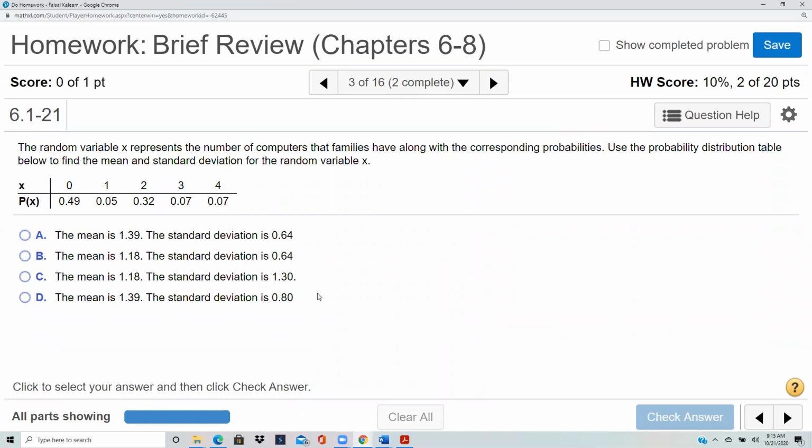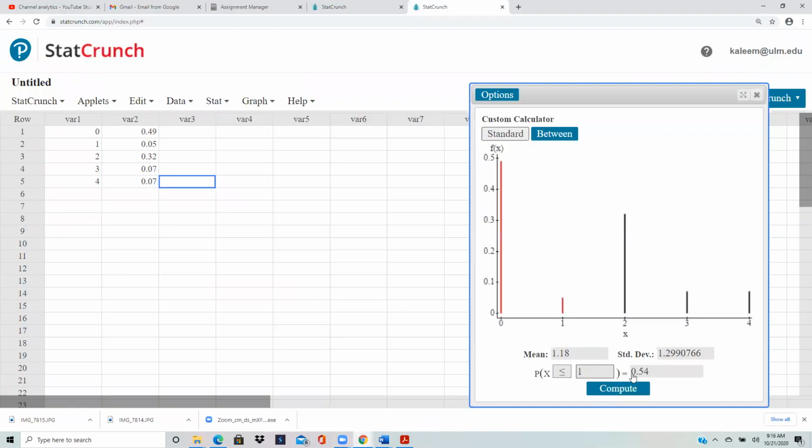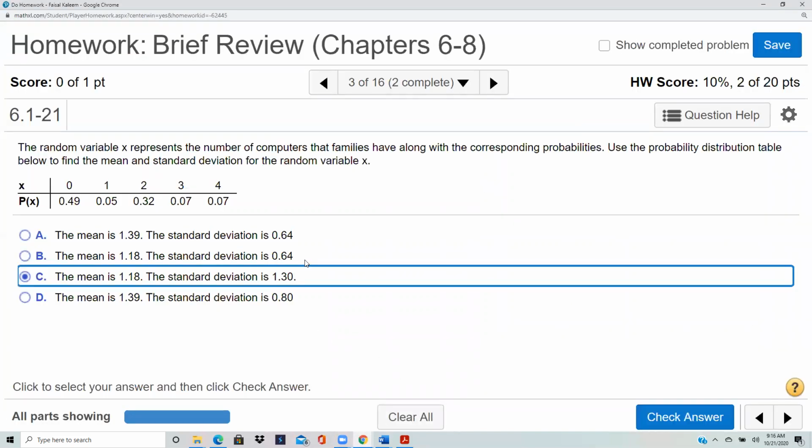Oh, they also ask for standard deviations. Actually, we should have done it through StatCrunch anyway, because the mean is equally easy whether you do it by hand or StatCrunch, but the standard deviation is much easier by StatCrunch. It had the standard deviation also on that window. 1.3.